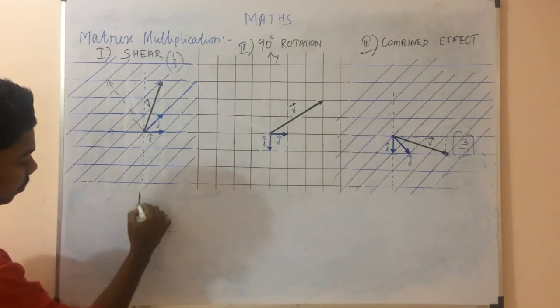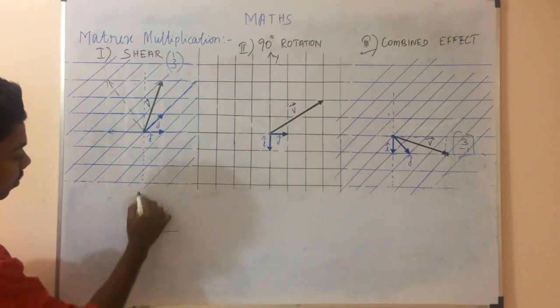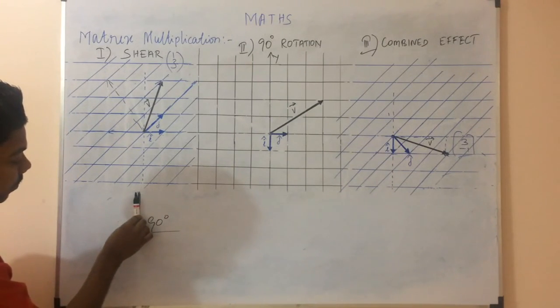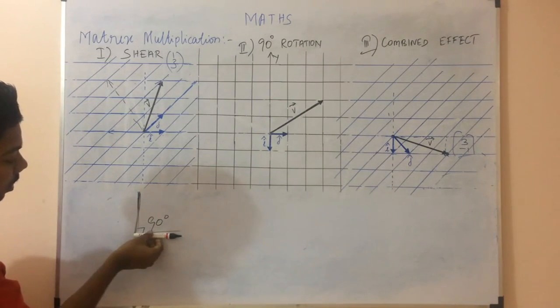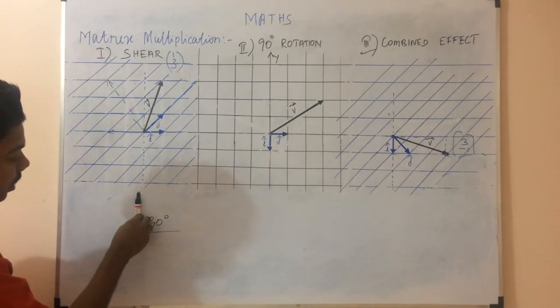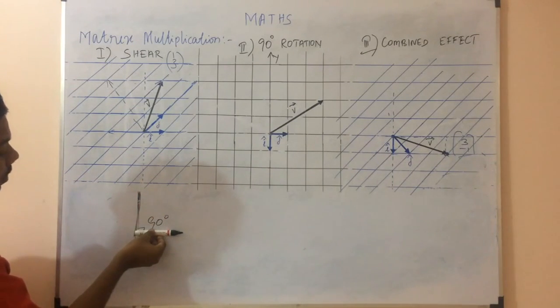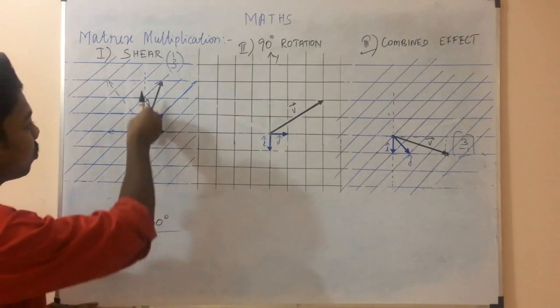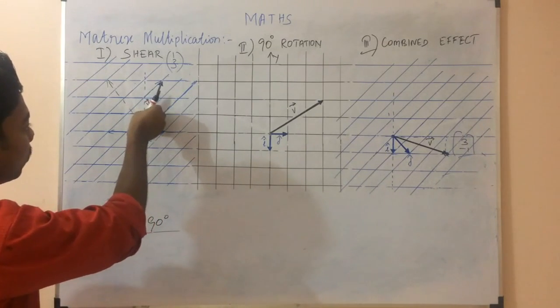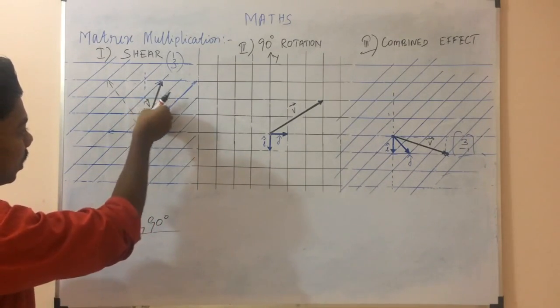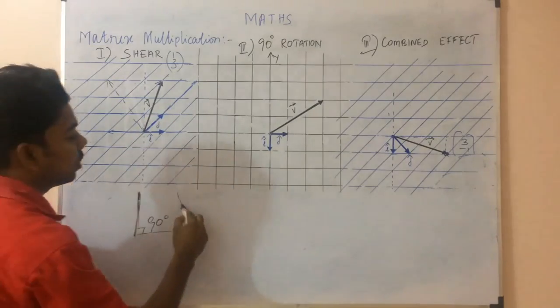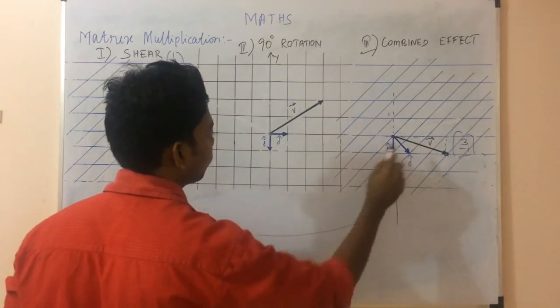Suppose this will be the plane, the first initial position. Now if you do the 90-degree rotation, this axis will go in this way, in the clockwise direction. So this is the initial position. After the 90-degree transformation, where will it go? Now it will transform in this way. So this is a 90-degree rotation, and it will go like this.